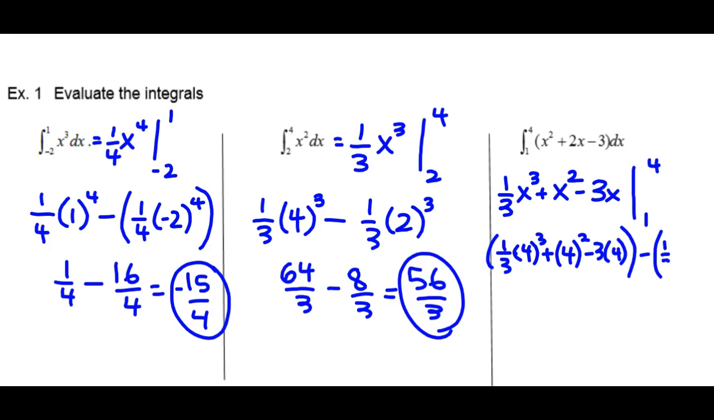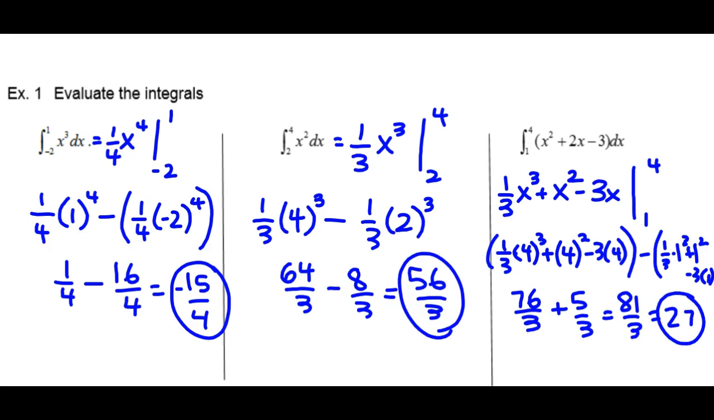So this is going to go off my screen here, but 1/3, 1 to the third, plus 1 squared minus 3 times 1. Sorry about that. When I simplify the left-hand set of parentheses, I get 76/3. And when I simplify the right-hand set of parentheses, I end up with minus -5/3. So plus 5/3, which ends up being 81/3, which is 27. So no longer are we using sigma, we're going ahead and using the concept of antiderivative to calculate these things.